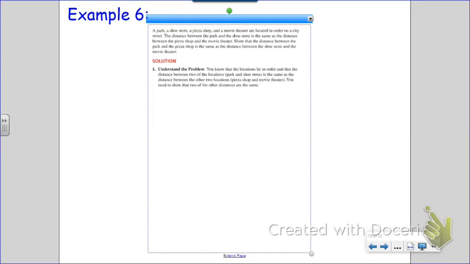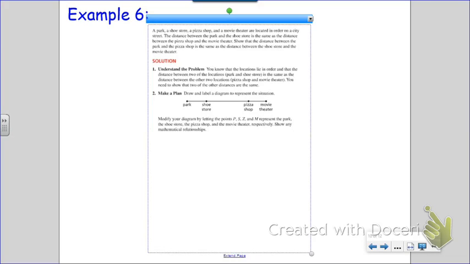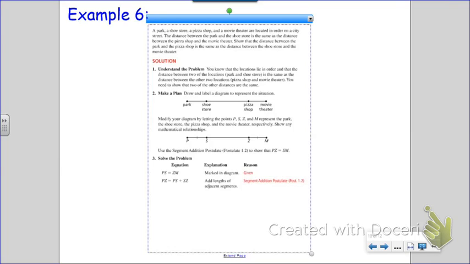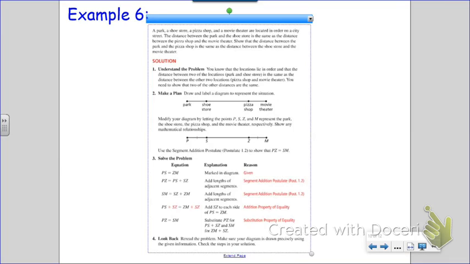First, we have to understand the problem. Next, we're going to make a plan and draw a picture. Then we're going to modify the diagram by letting the points represent the park. And then we're going to use segment addition to show how to solve the problem. And then we make sure that the problem makes sense.